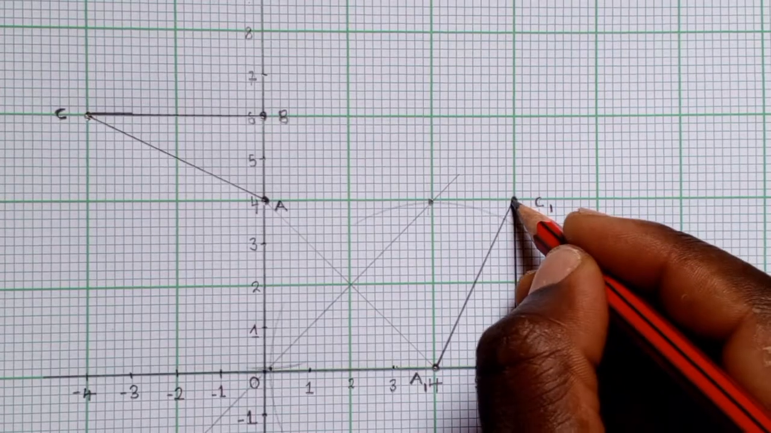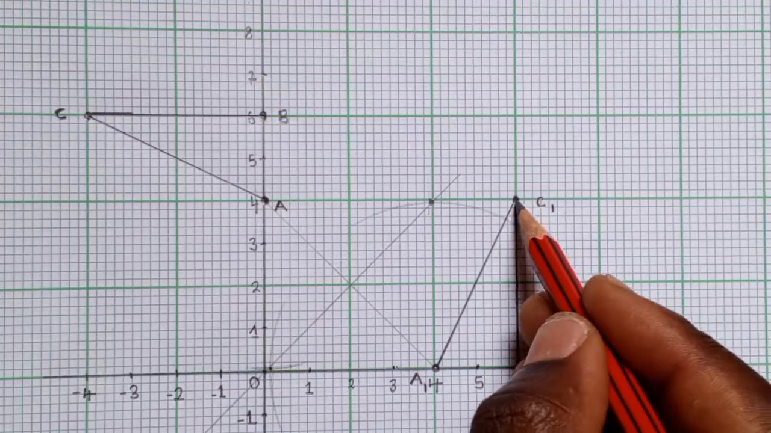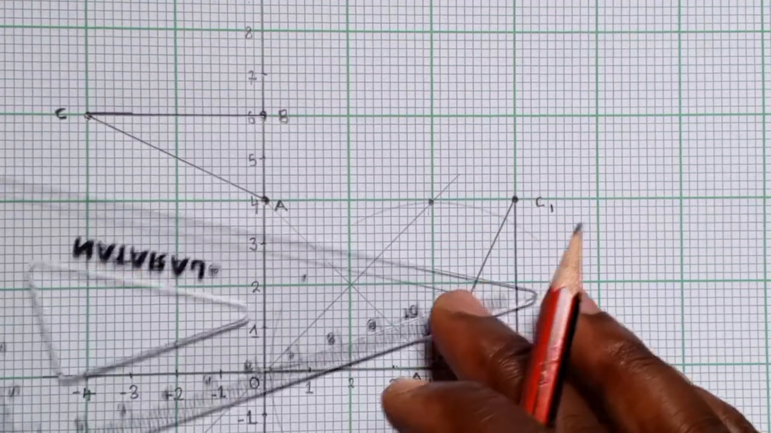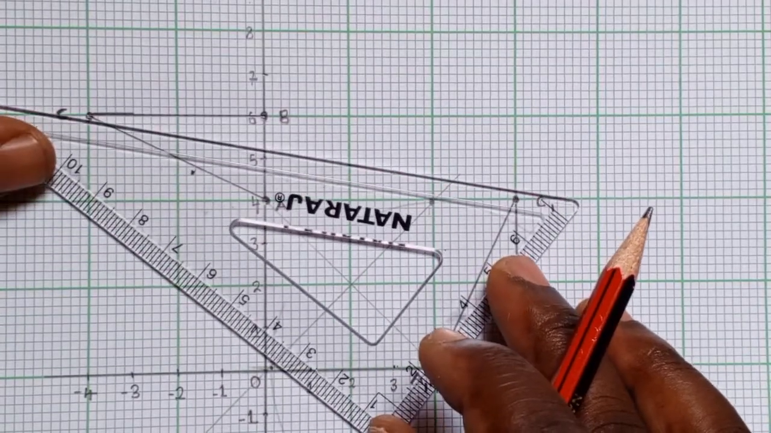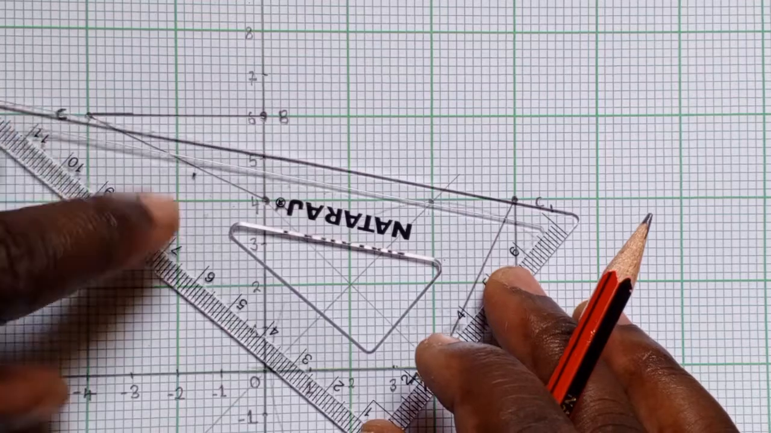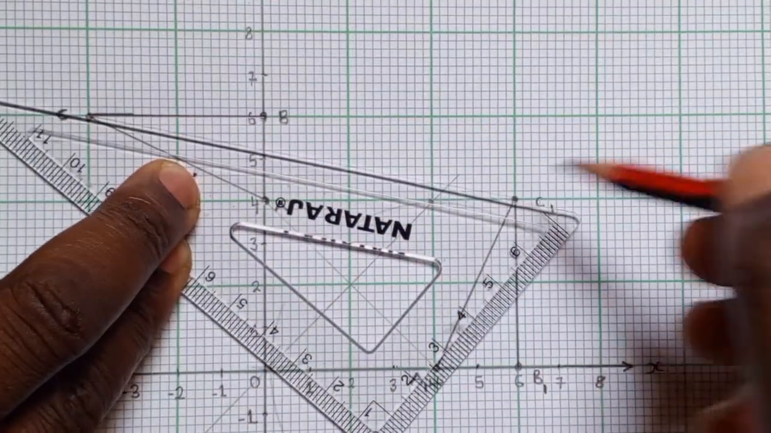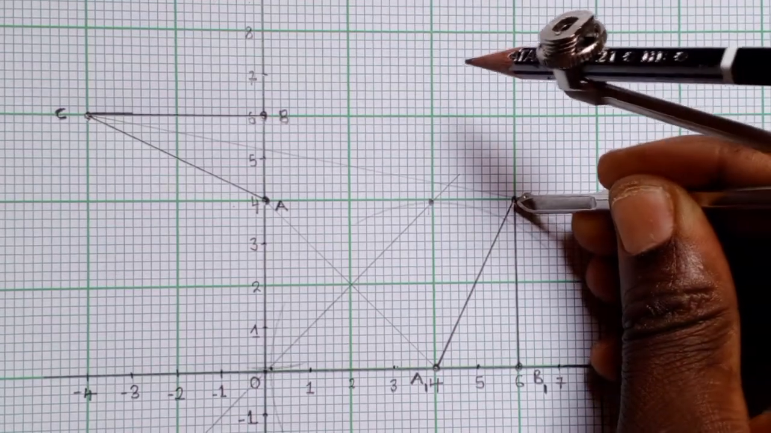So I'll pick this point and this point. If you want, you can pick B and B1. I'll pick C1 and C. So you join those 2 like this. Hopefully you can see. You join them. I'm joining these 2. Okay. So when you join them, you see, this is how they look like. So under rotation, this is the concept you need, or this is the idea you need, okay? You need to know how to find the center of rotation.